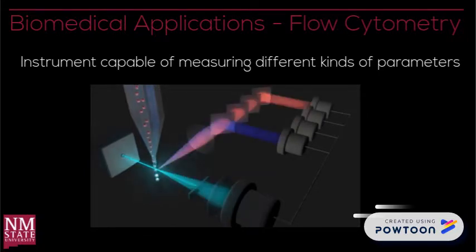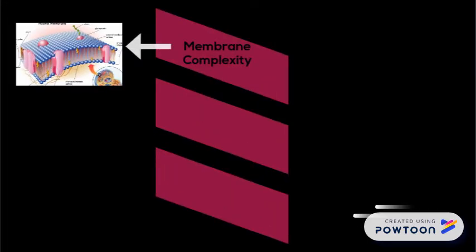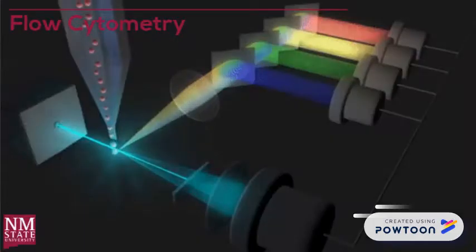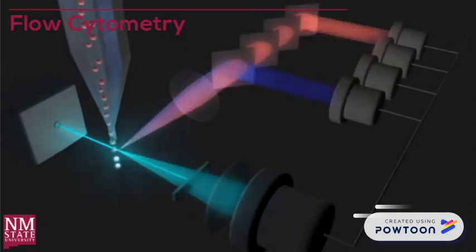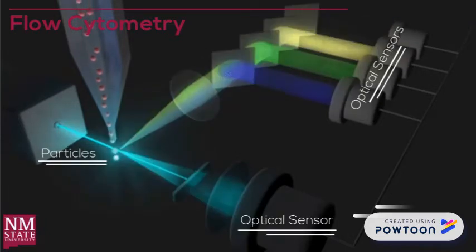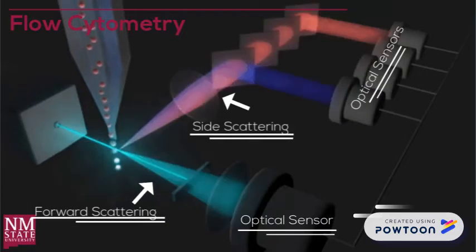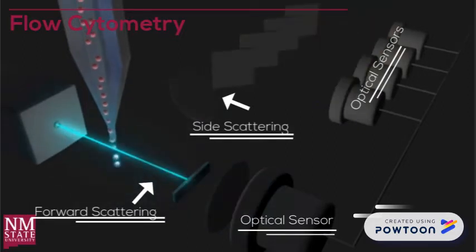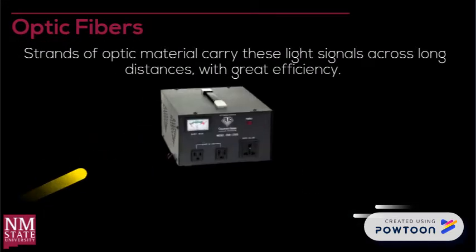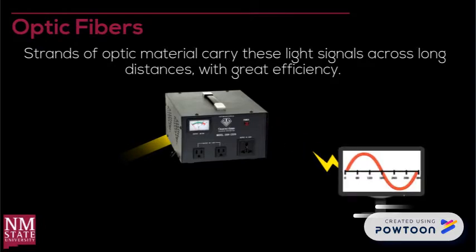A flow cytometer is an instrument capable of characterizing specific particle parameters such as membrane complexity, cell size, and fluorescence. A flow cytometer accomplishes this by emitting a known wavelength through a cell or particle. Optical sensors located at different locations then capture the emission of scattered wavelengths and measure their intensity. This information is carried via optical fibers. The scattered light traveling through these strands reaches a secondary device that converts the signal into a readable language such as voltage.